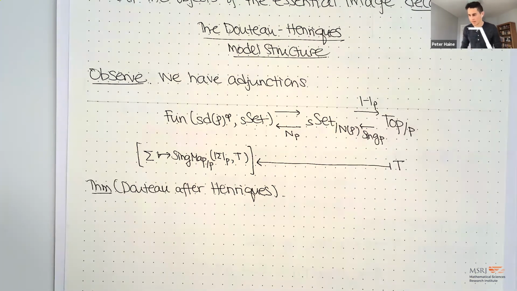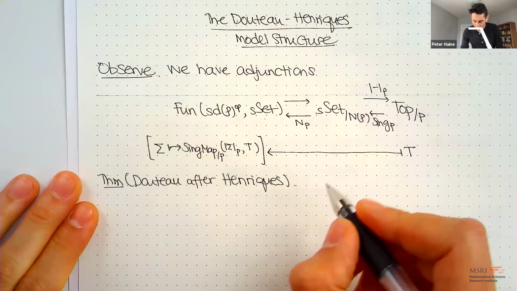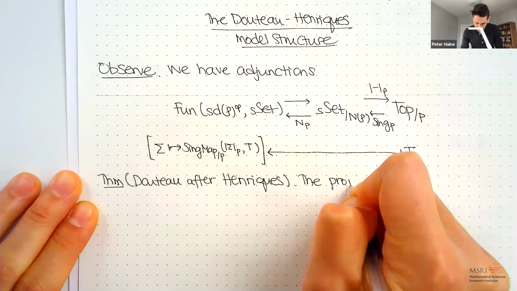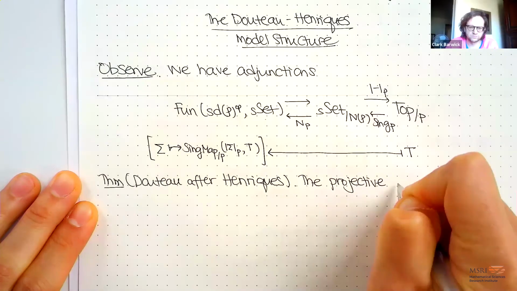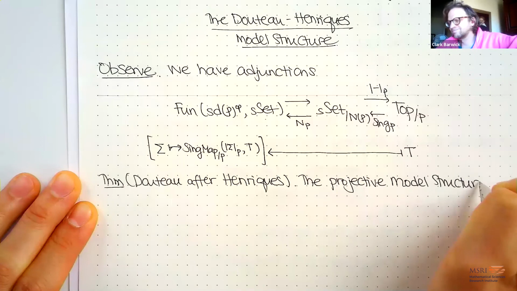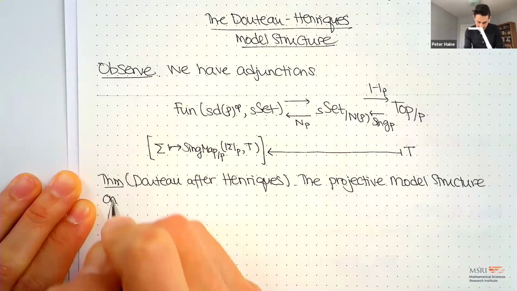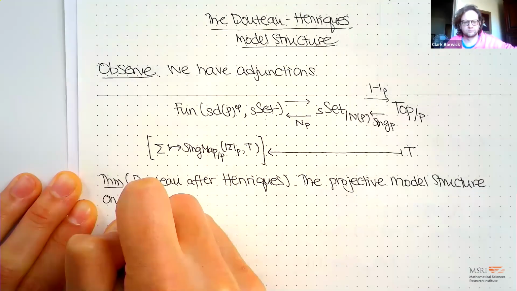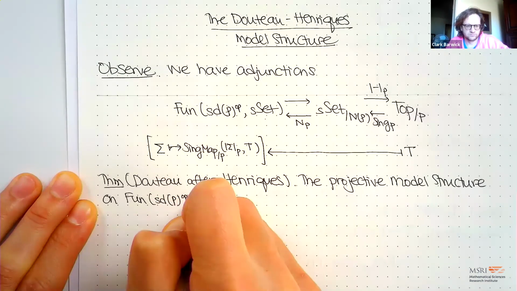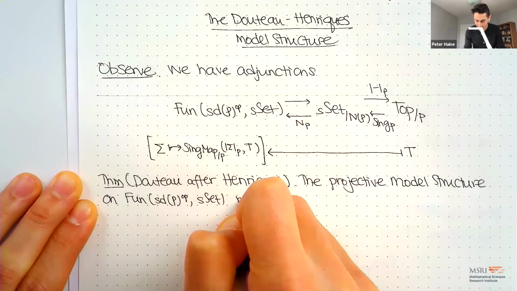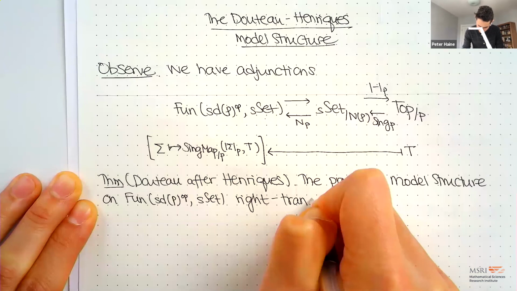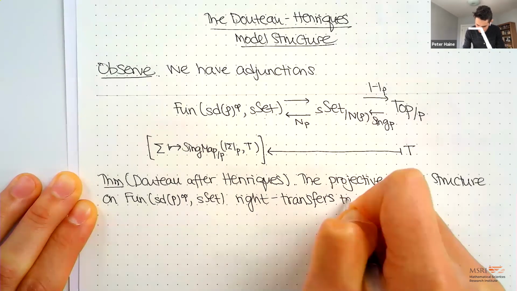And in the appendix of my paper, there's a simplified and slightly strengthened version of what Sylvain proved in his thesis. So the theorem is that the projective model structure on this pre-sheaf category transfers to topological spaces over P.